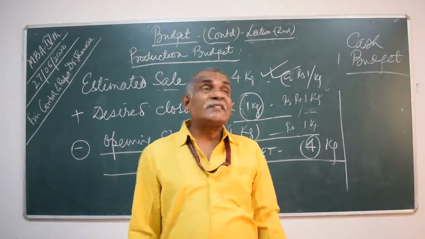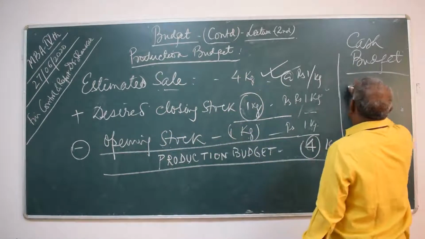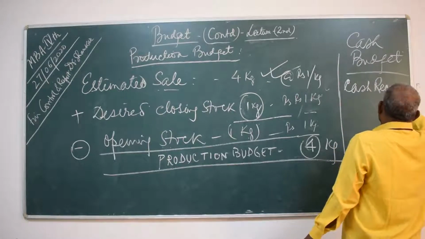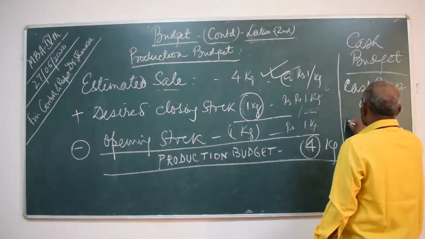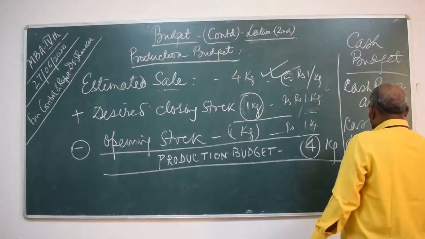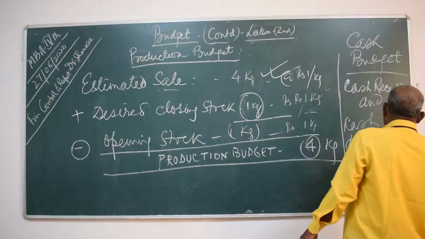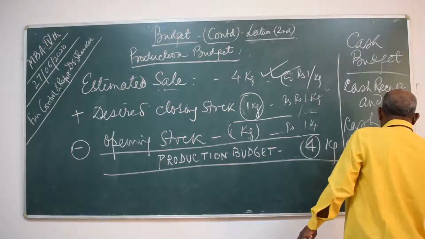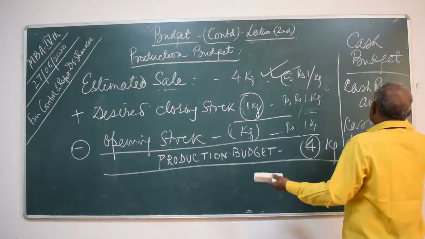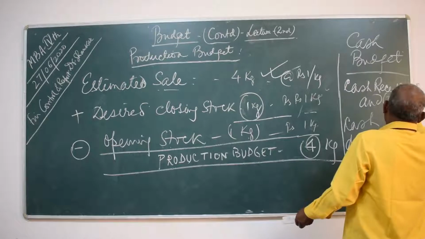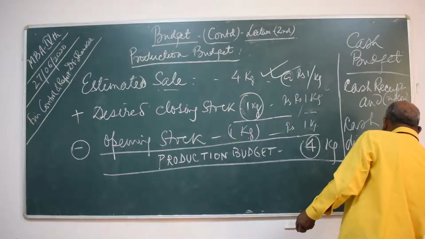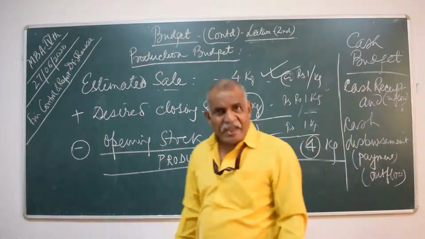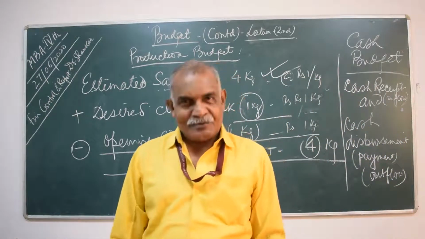So, the cash budget is what? Cash budget is the detailed information of cash receipt and cash disbursement. Disbursement means payment. Receipt means inflow. And payment means outflow. That is how much cash comes in and how much cash goes out.